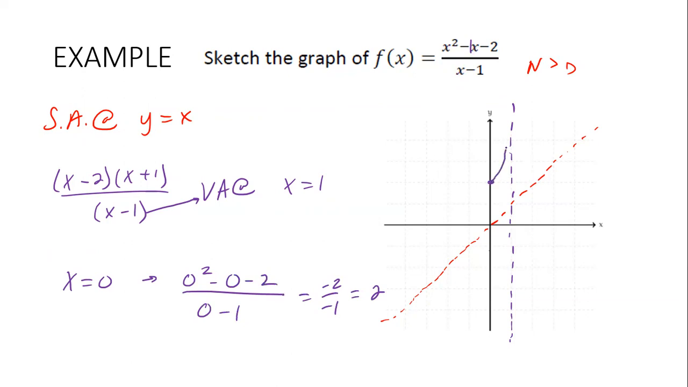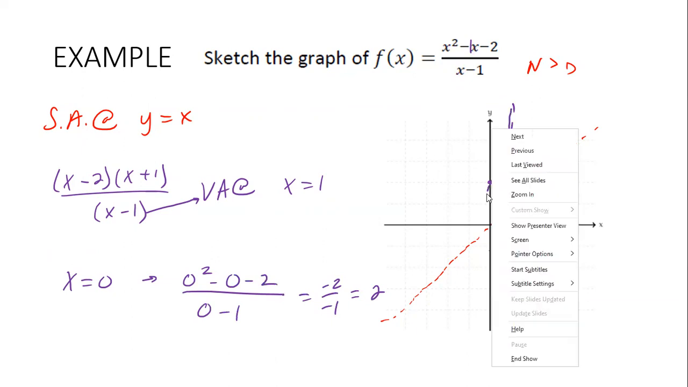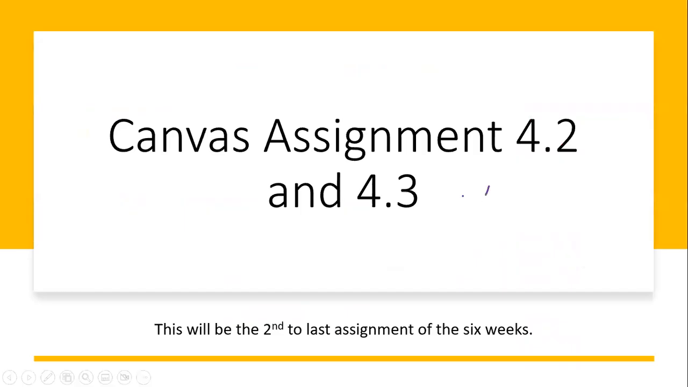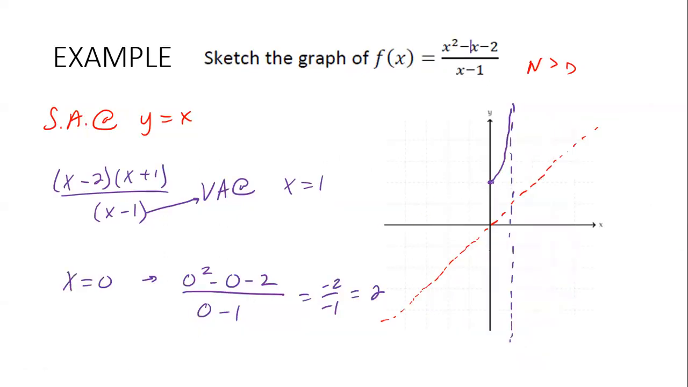So this tells me that my curve starts here and it's working its way, and it's doing this. But it's never going to touch it. It's just going to keep following it. And on the other side, it's doing the opposite. You have a vertical and a slant asymptote. And there's our sketchy sketch.